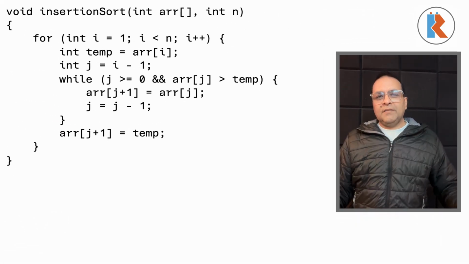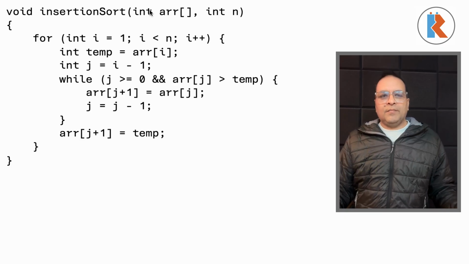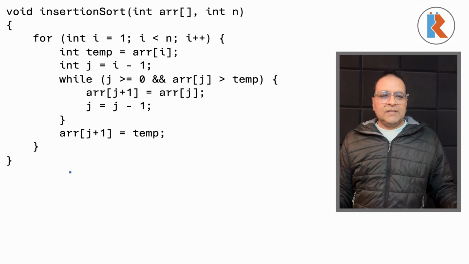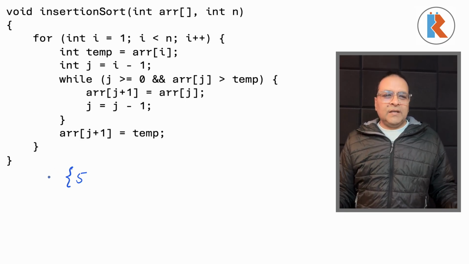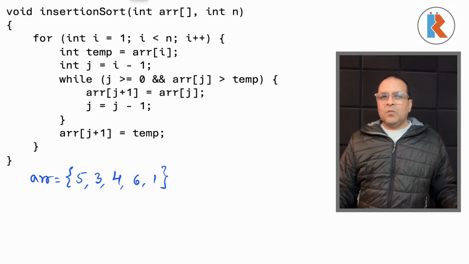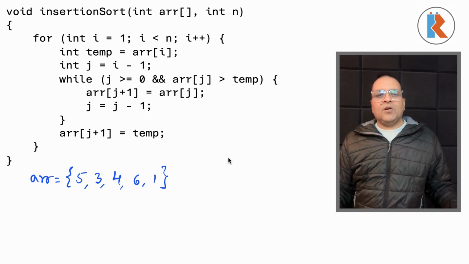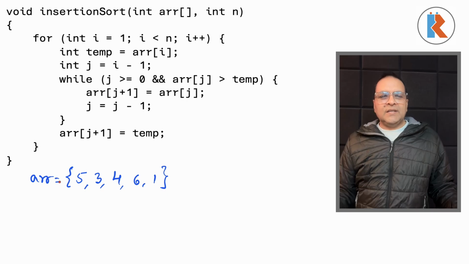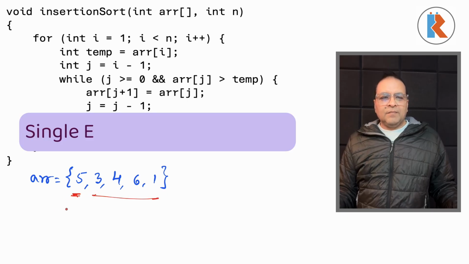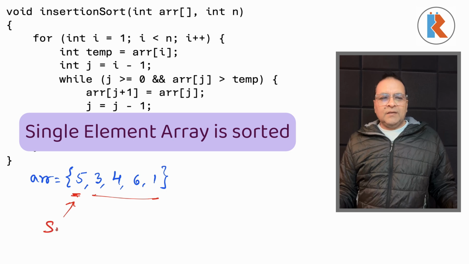This function sorts the given array using the insertion sort algorithm. Now how it works is, let's say the array given to us is 5, 3, 4, 6, 1. If we want to sort this array using the insertion sort algorithm, what insertion sort does is that it divides the array into two parts. This is the first part and this is the second part. The first part is the sorted part and the second part is the unsorted part.